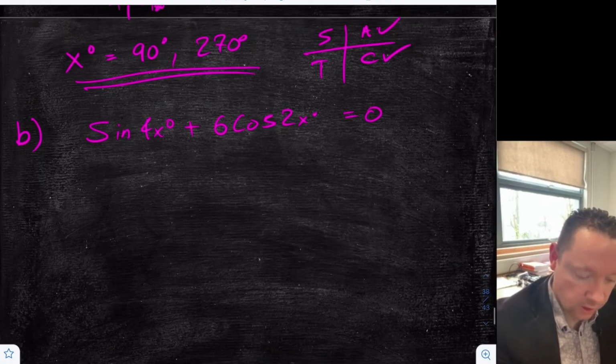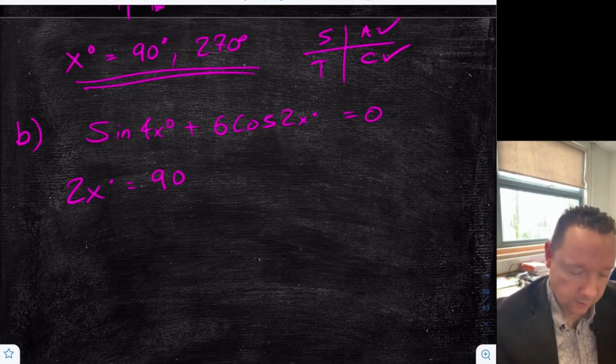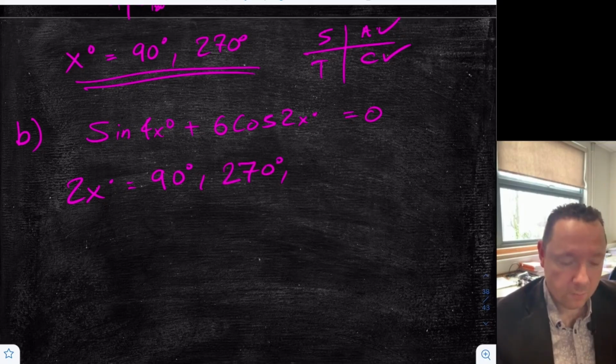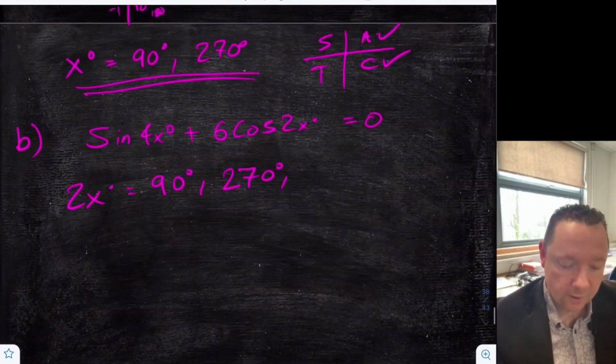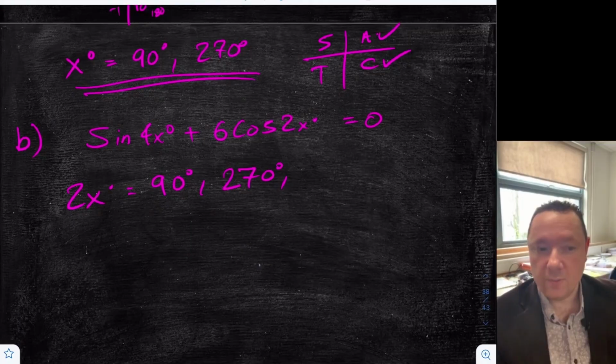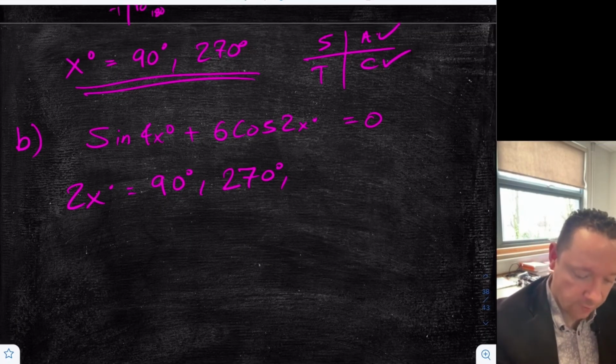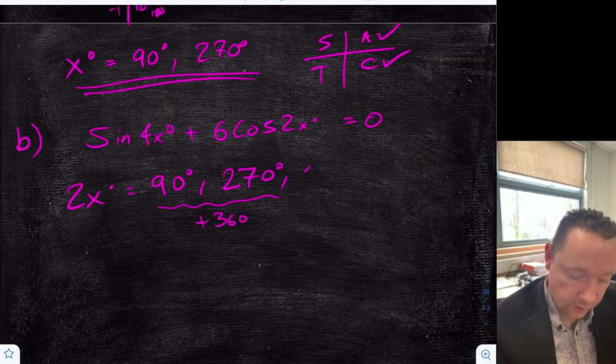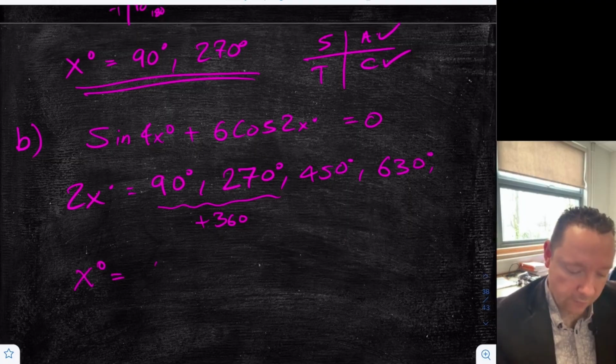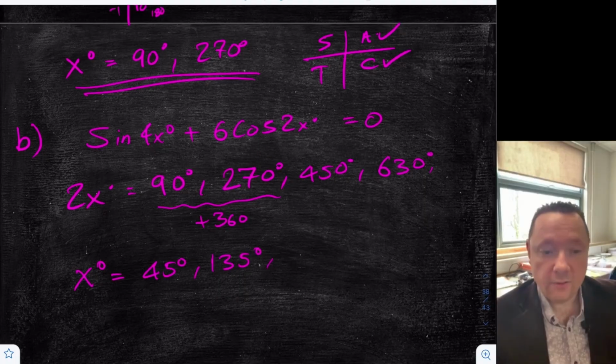So for part B, I can just say straight away, 2x degrees equals 90 degrees and 270 degrees. But I want to solve it between 0 and 360. So there's going to be more solutions than that because I'm going to divide my answers by 2. So I just add 360 to everything. I'll just write that here, plus 360. Then it's going to give me 450 degrees. And it's also going to give me 630 degrees. And then I can just divide each of them by 2 to get 45 degrees, to get 135 degrees, to get 225 degrees.